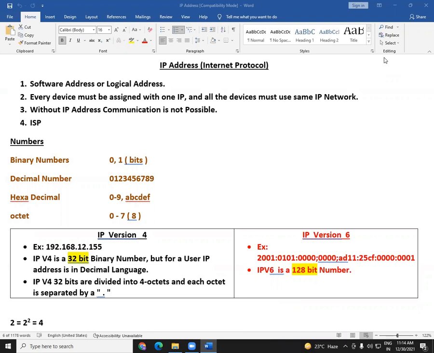So what is the concept of IP? Internet Protocol is a number that we need to configure, or that we need to assign on each and every device, because without an IP address, communication is not possible.